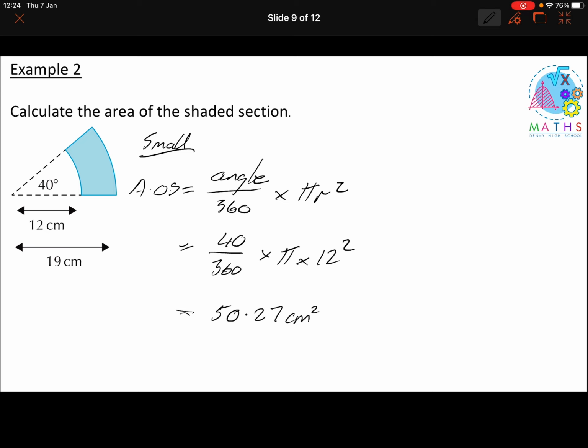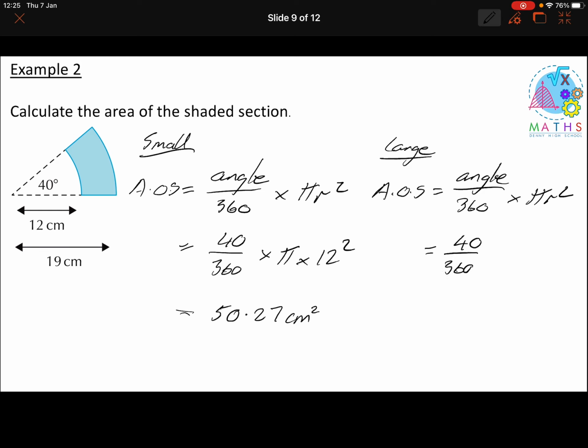Then I'm going to do exactly the same thing, except this time I'm going to find my large sector. So to find it, the area of the sector is equal to the angle out of 360 times pi r squared, okay? And the only difference is the angle's the same, but the radius of that sector is slightly different, isn't it? It's not 12 this time, it is 19. So I'm going to times it by 19 squared.